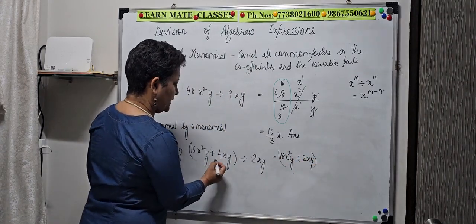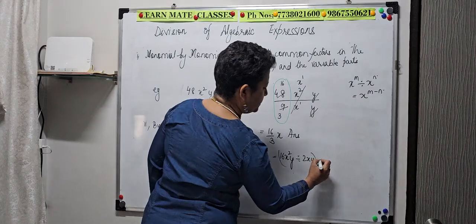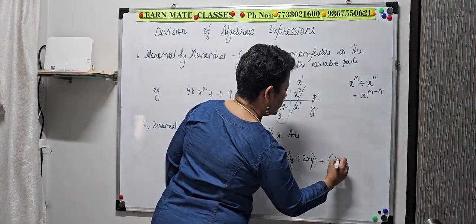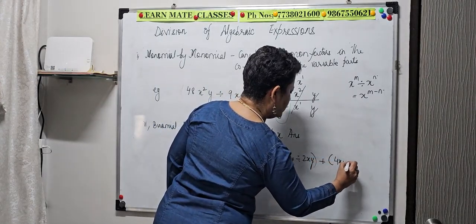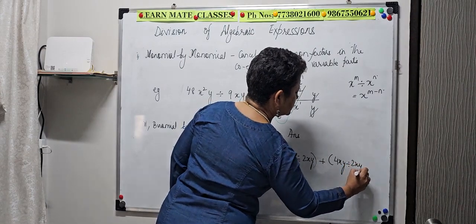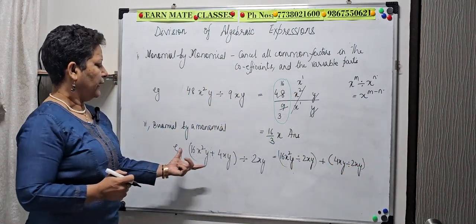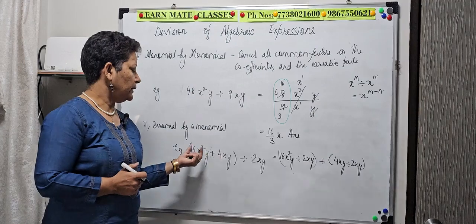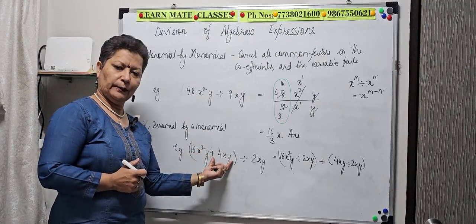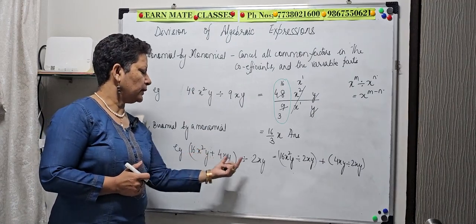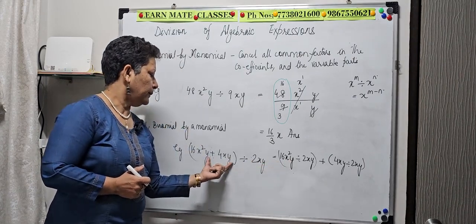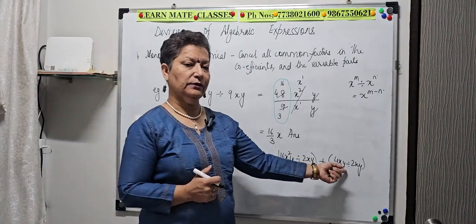And also, what's my sign in the middle? It is plus. So plus 4xy divided by 2xy. Did you understand what I've done? I split the binomial into two parts and I've kept the sign along with the second part. So 16x square divided by 2xy and plus 4xy divided by 2xy.